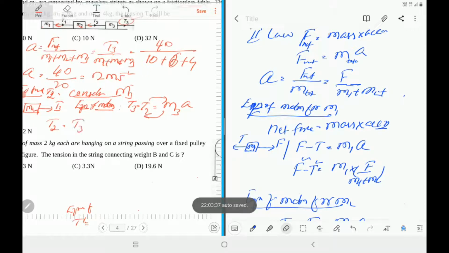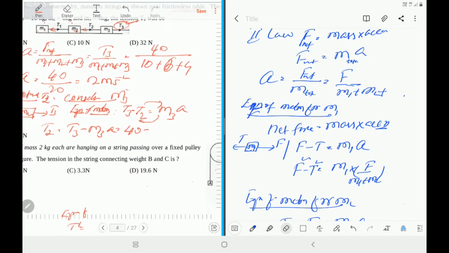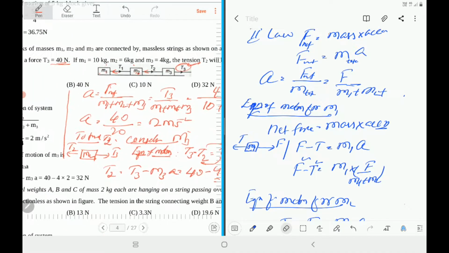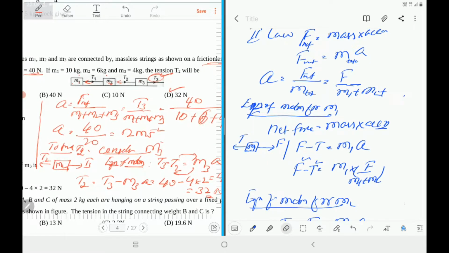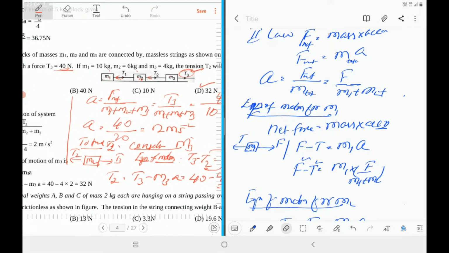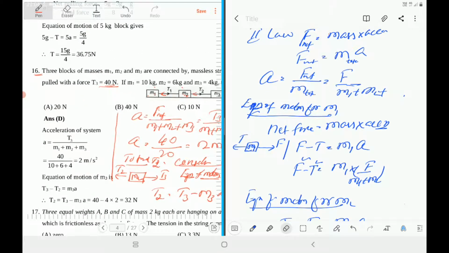So T2 equals T3 minus M3A. What is T3? T3 is 40 minus M3. What is M3? M3 he says 4, into acceleration 2. So 40 minus 8, the final answer is 32 Newton. That's it. So your option must be D. That's it, students. Very simple. Total force, meaning net force, by total mass is always acceleration. And here force T1 is not asked, but you can solve for T1.